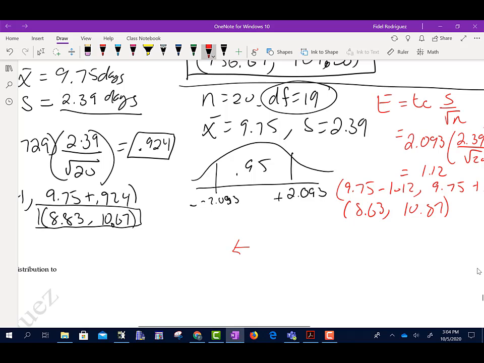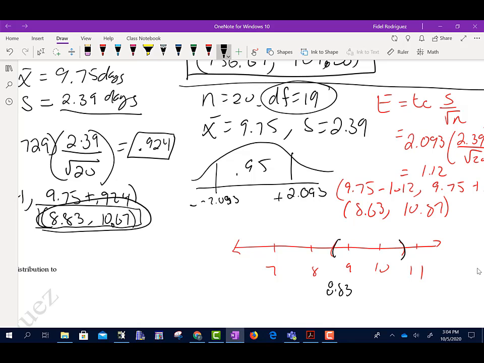So if I were to draw, say, my number line here, right? And say here's 7, here's 11, and say here is 8 and 9 and 10. Okay, so let's do the two confidence intervals. 8.83 would be from about right here. 10.67 would be right about there, right? So actually I'll do those in black because those were the numbers that we had written here in black, right? There's about 8.83.